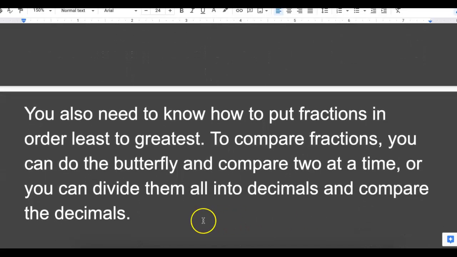All right, one of the things they really want you to know is how to put fractions in order from least to greatest. So to compare fractions, we learned about taking two fractions and doing that butterfly, that cross multiplication, and you have to go up to do it. Or if you want to divide them all into decimals and then compare the decimals to each other, least to greatest, that would be another option.